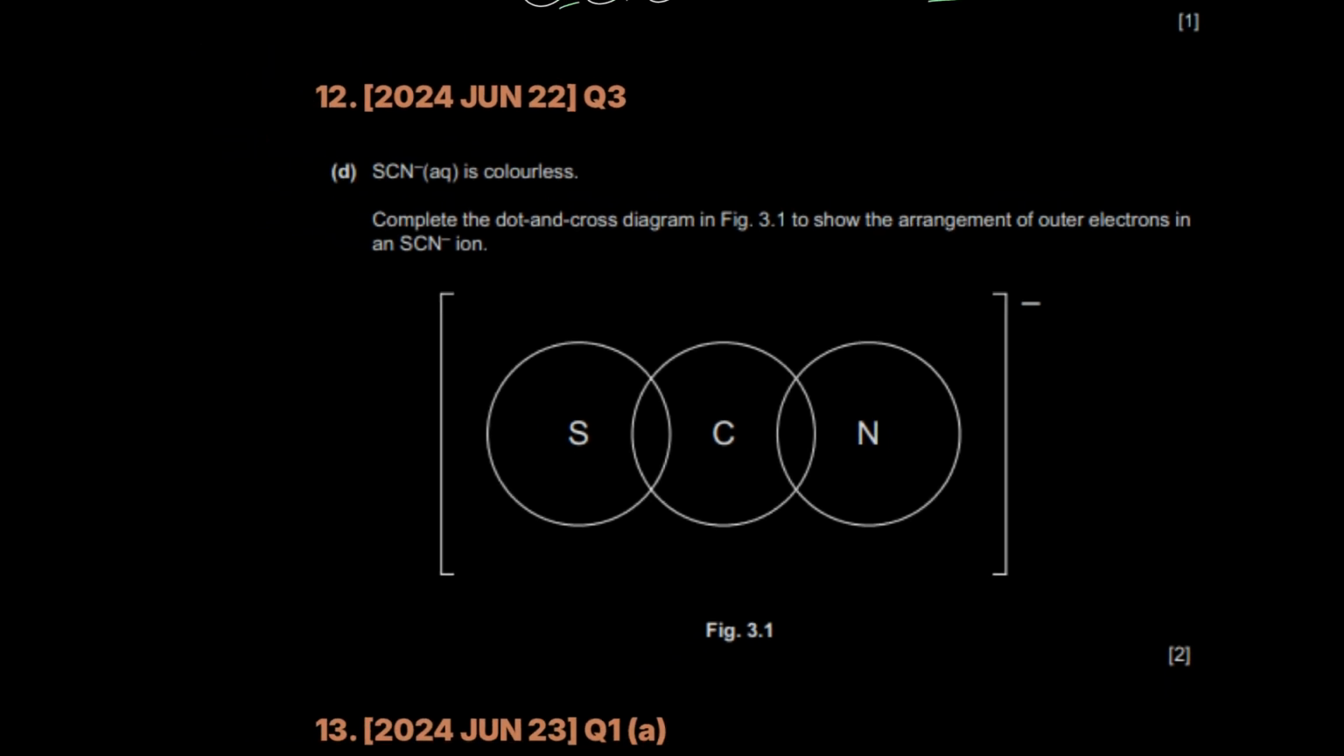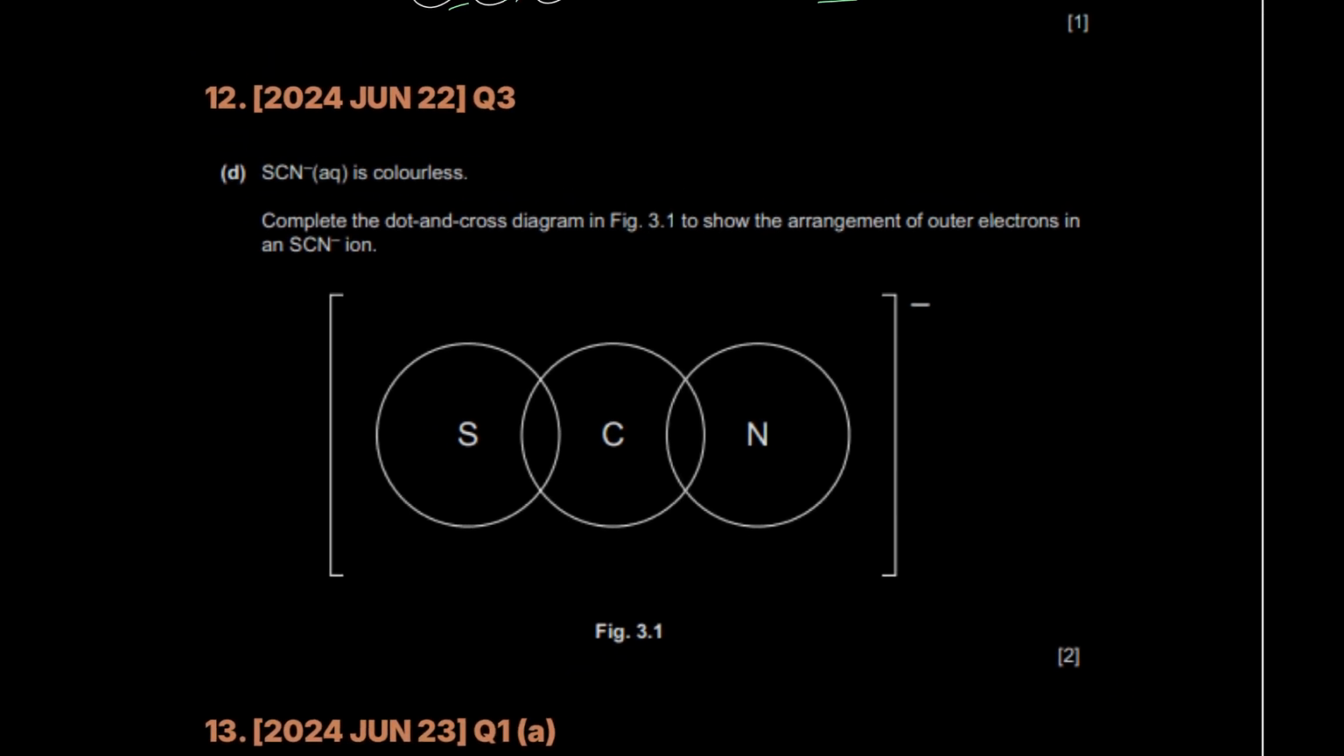SCN minus is colorless. Complete the dot and cross diagram in figure 3.1 to show the arrangement of the outermost electrons. Now, this is the D part. Maybe in the A part or in the question, they should have shown you the structure for it. But I'll tell you how it looks. It's C triple bonded to N and single bonded to S. Now, can you write the dot and cross diagram for it? Absolutely, I can. Because each bond represents a pair of electrons, right?